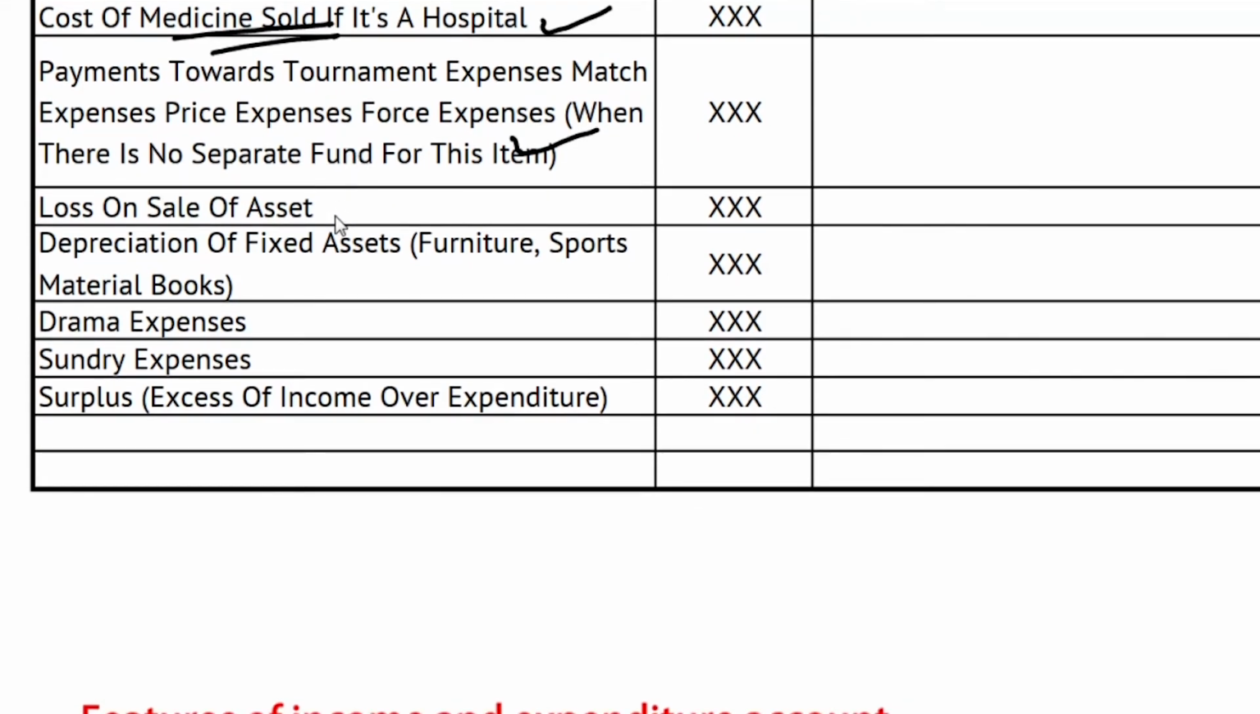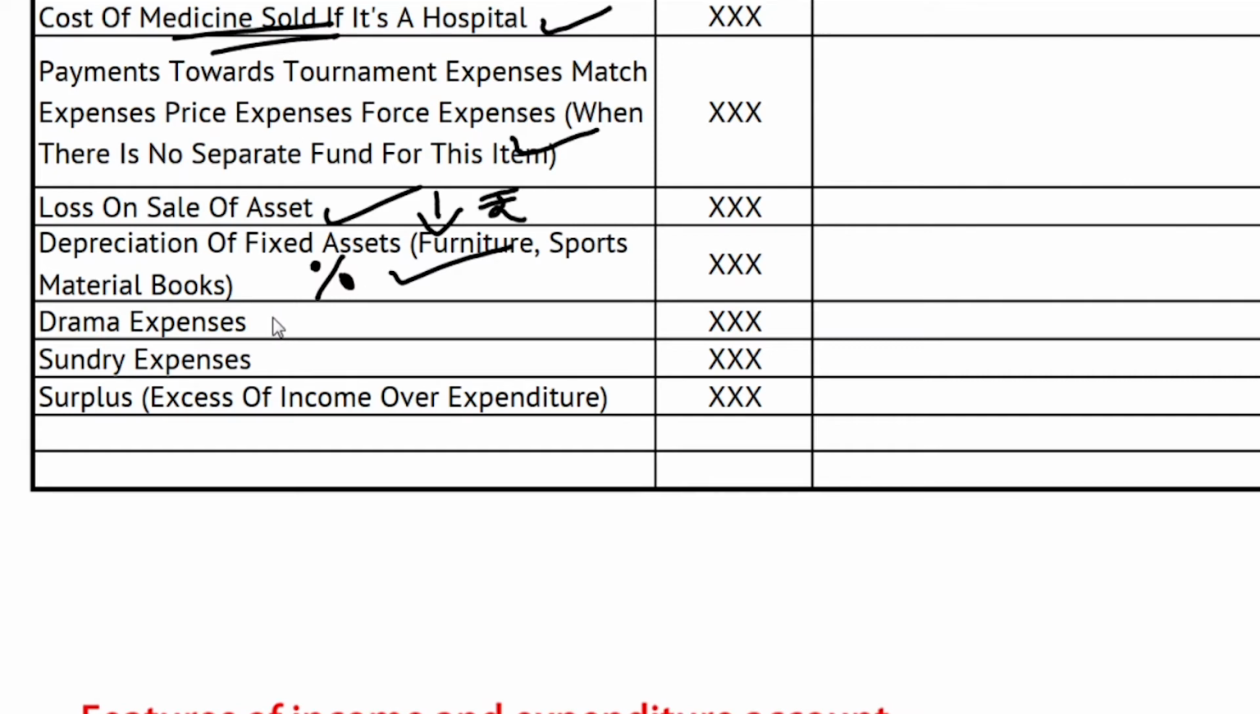Next is loss on sale of assets. If you are selling your asset at a loss, that's a loss for you. The amount you lose will be recorded on the expenditure side in debit. Next is depreciation on fixed assets. If your organization has fixed assets like furniture, sports materials, books, yearly it has a depreciation value, some amount or some percentage, you'll be recording on the expense side in debit.